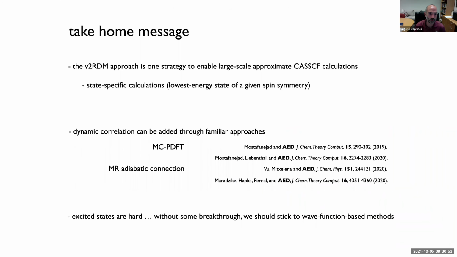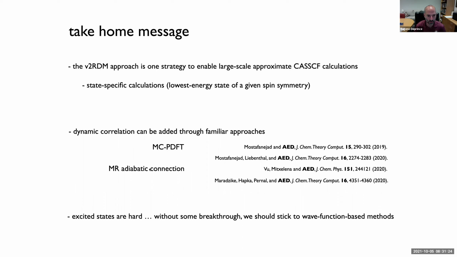Okay, take home message. The V2RDM approach is one of many strategies to enable large-scale CASSCF calculations, but we can only really achieve state-specific calculations, the lowest energy of a given spin state symmetry. What I didn't talk about today is the fact that we can easily add dynamic correlation. Laura mentioned this briefly. We can use a method like MC-PDFT to just tack on dynamic correlation. And the fantastic thing about MC-PDFT is it's free. You spend all your work getting your nice RDMs, and then you get the dynamic correlation basically for free.